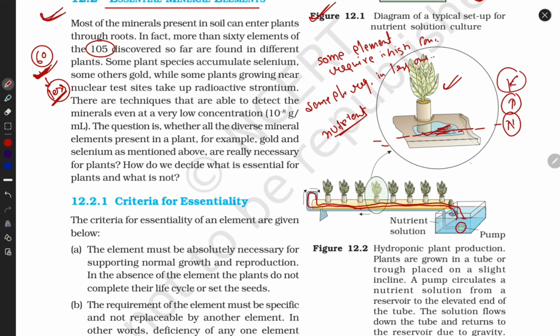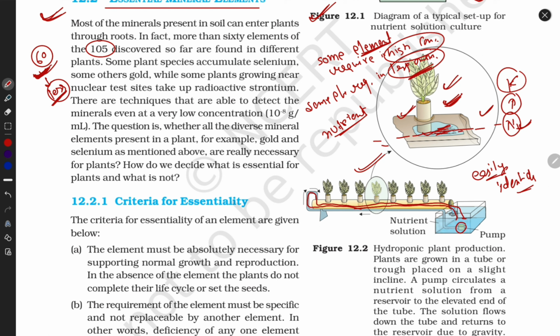So scientists can easily identify which minerals are absorbed by the plant in high concentration and which minerals are absorbed in lower concentration. Which element is absorbed in high concentration, and which element is absorbed in a lower concentration, we can identify with this technique.